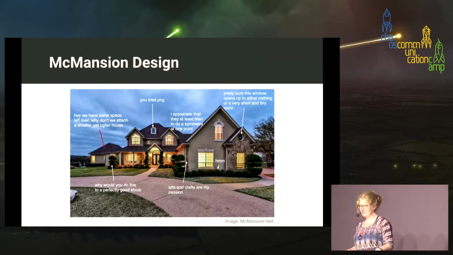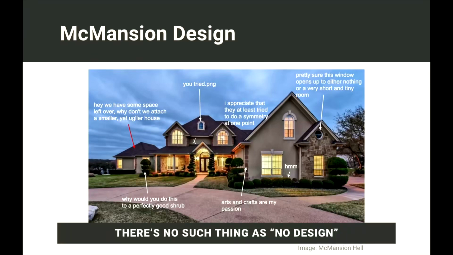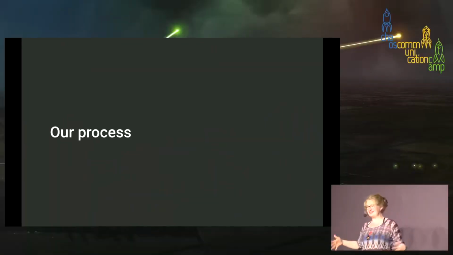There's this great blog called McMansion Hell that points out how exactly this works in architecture. Here we got, pretty sure this window opens up to either nothing or a very short and tiny room. Hey, we have some space left over, why don't we attach a smaller yet uglier house? If you also are a fan of good and bad architecture, definitely check out McMansion Hell. So there's not an option not to design whatever you're working on. There is no such thing as no design. When you are building it, you are also designing it. So what we'd like to introduce is the process, the methodology, the method behind the madness that we use to make design make sense overall.